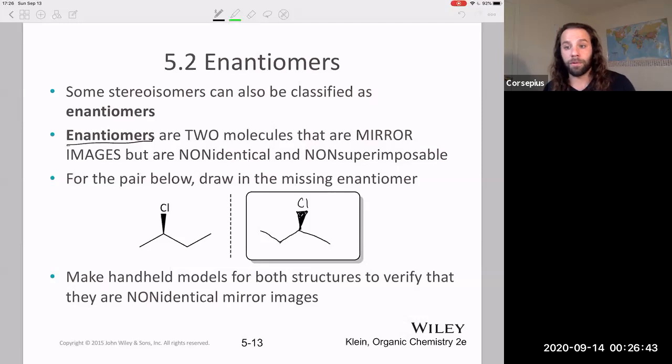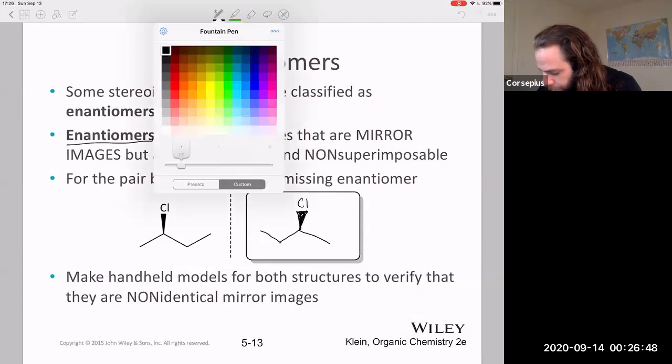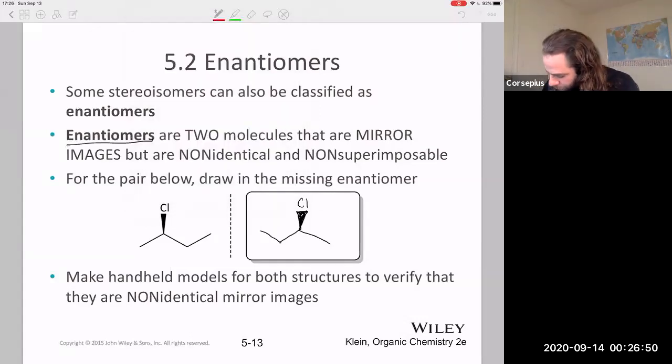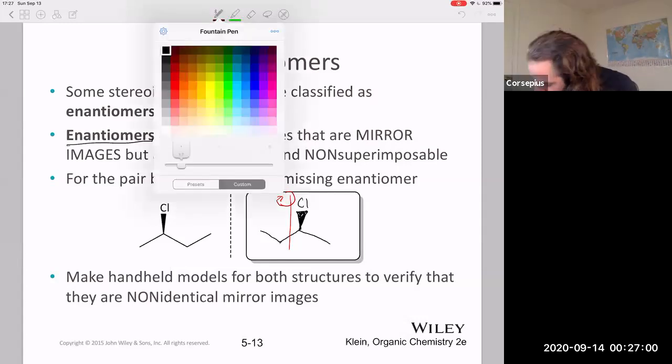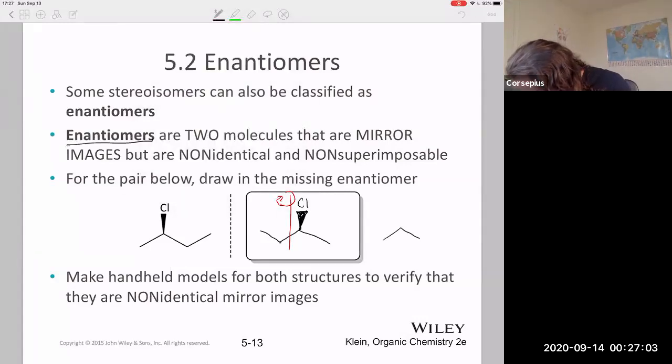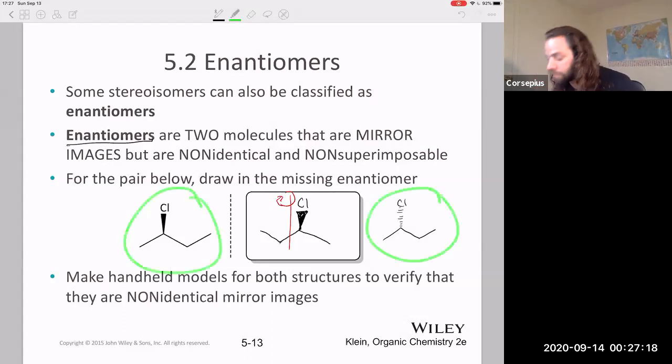Now, one other trick I want to show you, an easy way to draw enantiomers, is look what would happen if I took this molecule here and I rotated it around this here, right? So I'm taking it and I'm flipping it over. Well, if I flip it over, then the chlorine that was pointed at me is now going to be pointed into the page. So this would be another way of drawing this pair of enantiomers here.